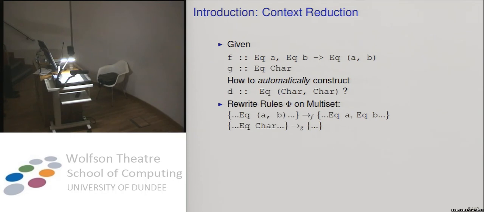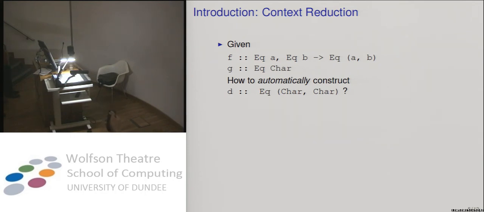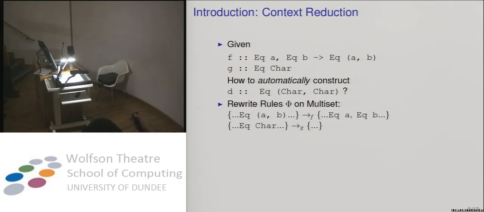One way to do that is to view the two declarations we have as some sort of rule to allow you to reduce things. The signature for F can be viewed as a rewrite rule where you do the rewriting on the multiset of predicates. This dot dot dot means somewhere in your set you observe there is a predicate that looks like EQ of a pair A B. If that's the case, you can apply this rule to get EQ A and EQ B and keep the rest of the context unchanged. The same thing goes with the G signature.